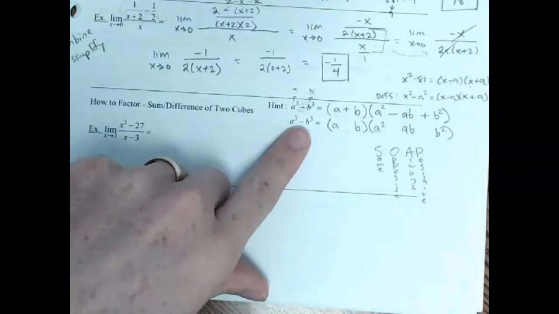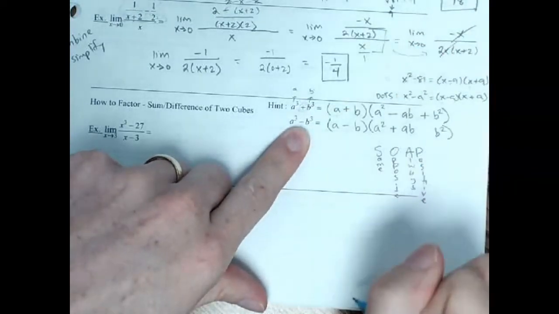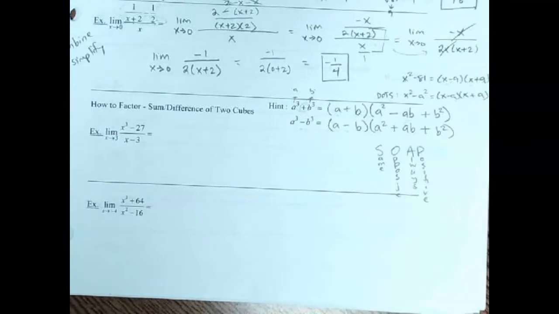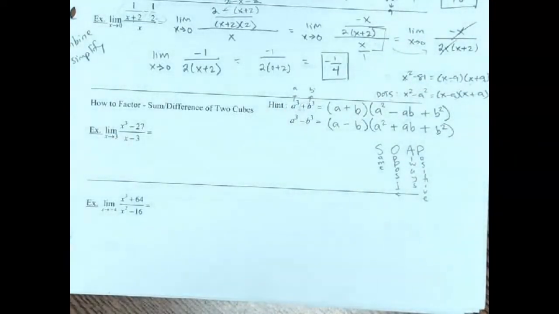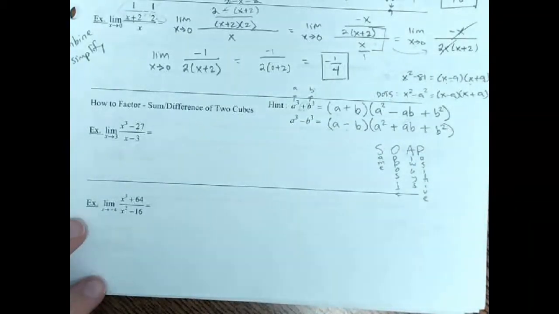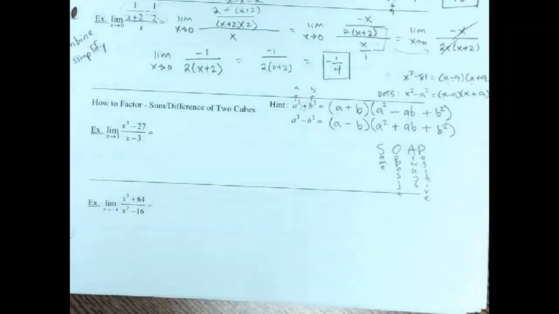Now for the difference, you'd have same, opposite, always positive. That is how you can factor the sum or the difference of two cubes pretty quickly. Shouldn't be too bad. I'm sure you were taught it at some point in the past. You just probably forgot it. Anyways, let's use this information to answer these last two, and then we'll flip it over to the next page.